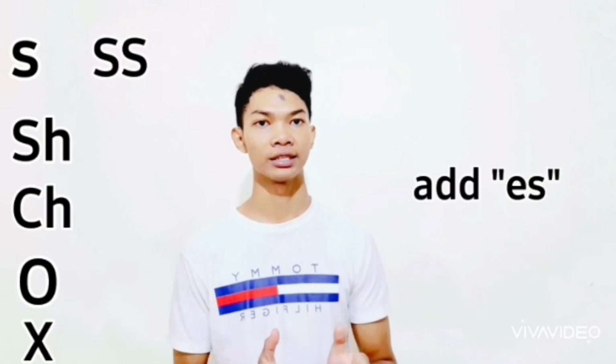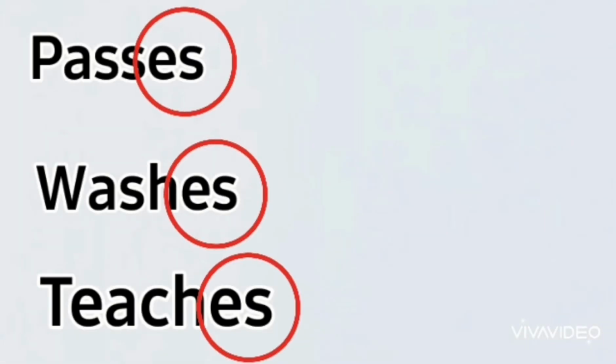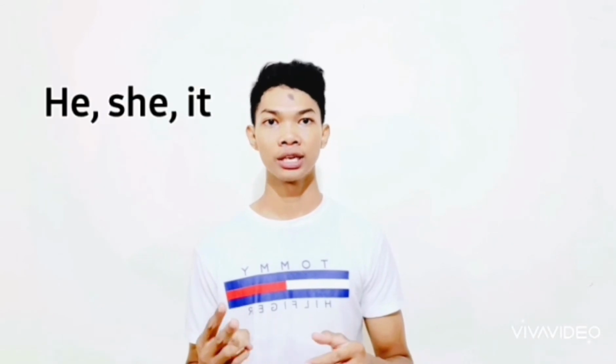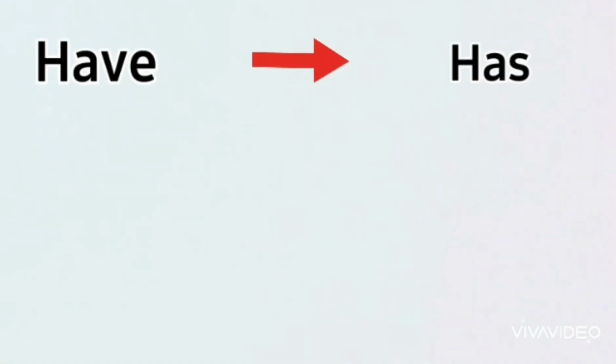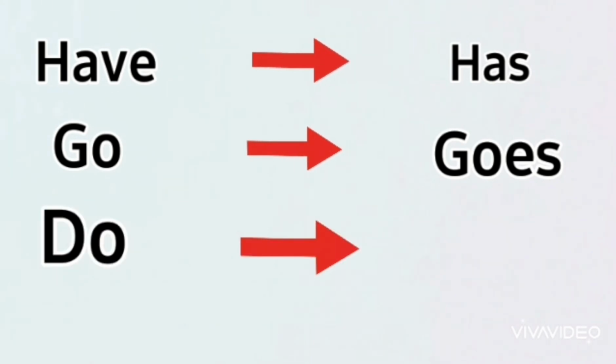Another grammar rule for positive statements is that verbs that end with S, SH, CH, O, and X, we have to add ES. For example, pass, wash, teach. There are a few verbs that are irregular in present simple, such as have, do, and go. Irregular here means its change depends on the subject. If the subject is I, you, we, they, we don't have to change it. But if the subject is he, she, and it, we have to change have to has, go to goes, and do to does.